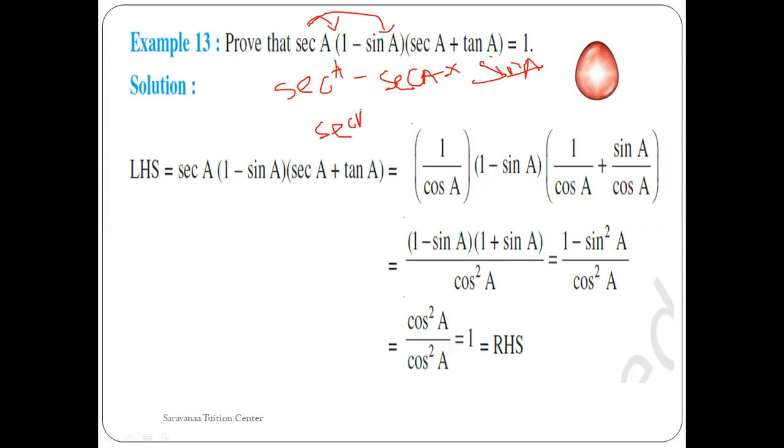Secant A minus 1 by cos into sin A. Okay, we are just doing this thing. And what is sin by cos? Sin by cos is tan. So you get secant A minus tan A.